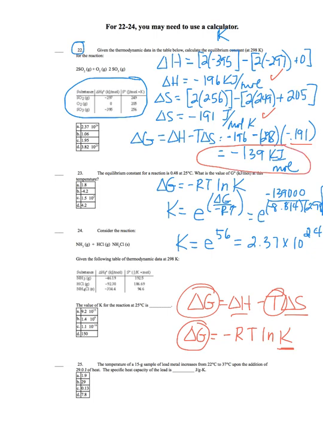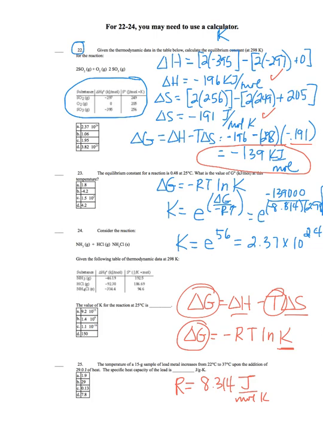Now, once I have my delta G value, I can plug it into this delta G equals negative RT ln K equation. Again, units are a tricky thing here because you've got to watch your units. R is a constant. R is 8.314 joules per mole Kelvin. And so you're going to need to make sure your delta G is in joules, and that's going to allow your units to cancel out.